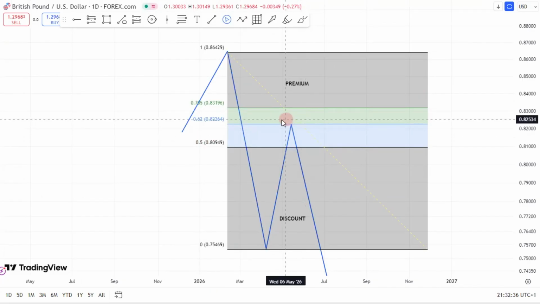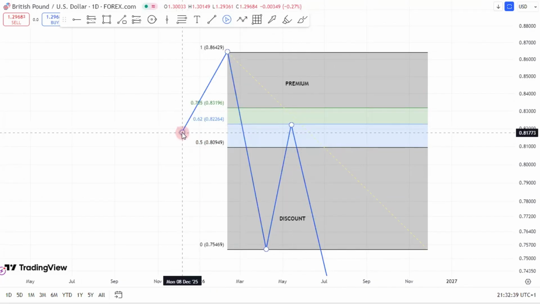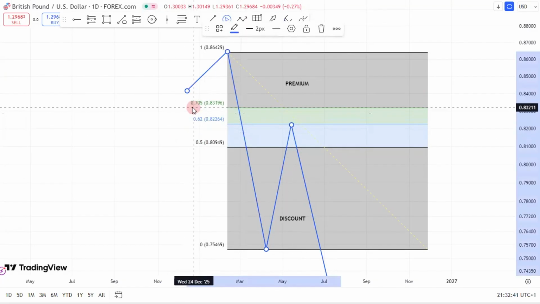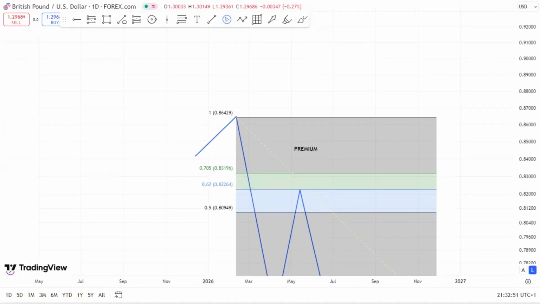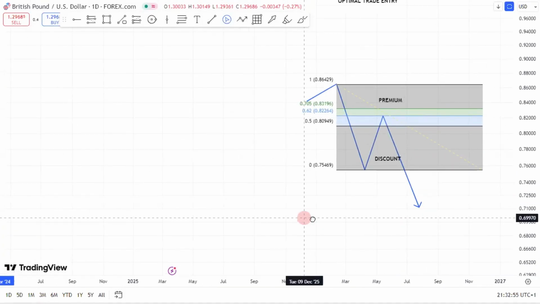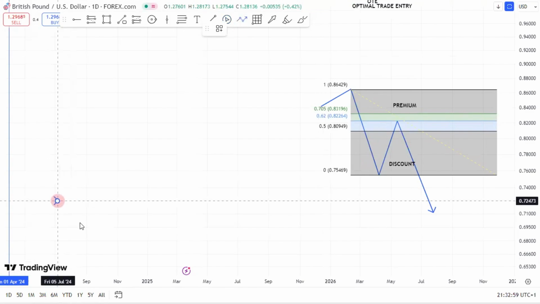Or if it doesn't reverse from this level, the next level price might want to reverse from is your second level, which is your 0.705. This is the second level that price might potentially reverse from. So it's the same thing for a bullish scenario, a scenario where you're trying to buy.